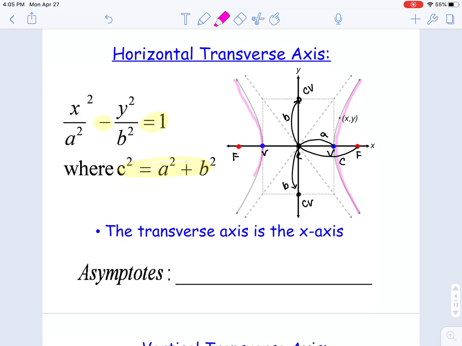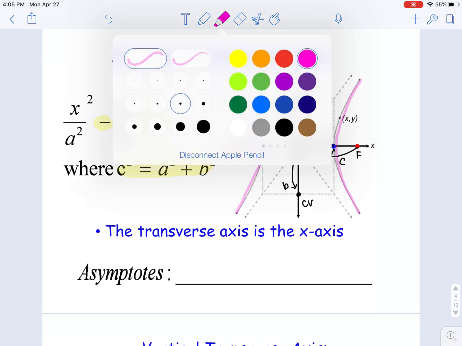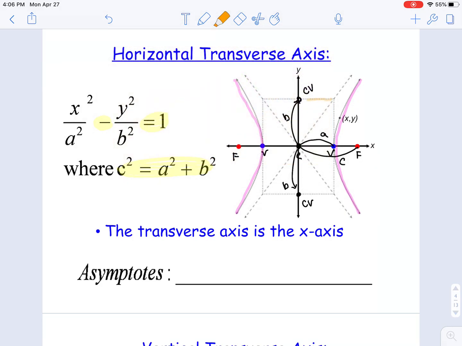So, here's the actual graph, this branch and this branch. And you'll notice that the vertex is on the branches, the focal points are inside the branches, the center is right between the branches. The co-vertices are there, but they're not really part of the graph. However, I want you to notice this rectangle that we've drawn here that connects the co-vertices and the vertices. And with this rectangle, notice that there are these diagonals, and these diagonals are acting as asymptotes.